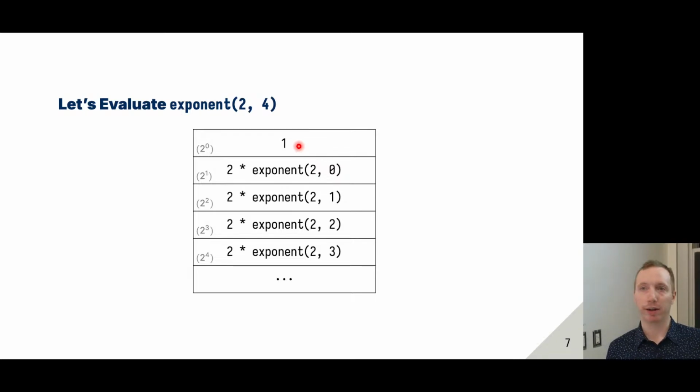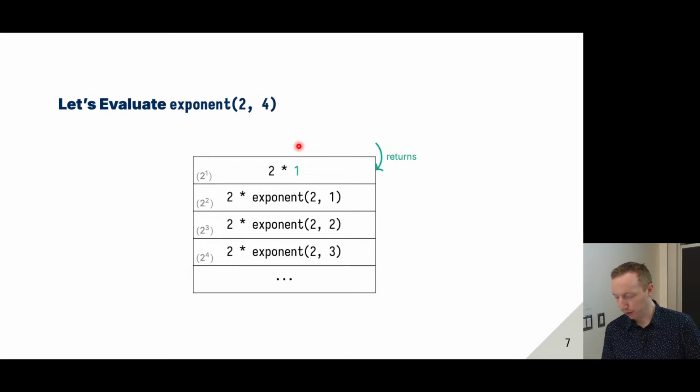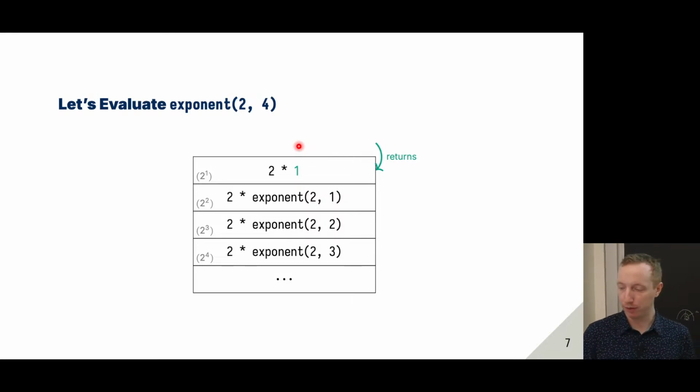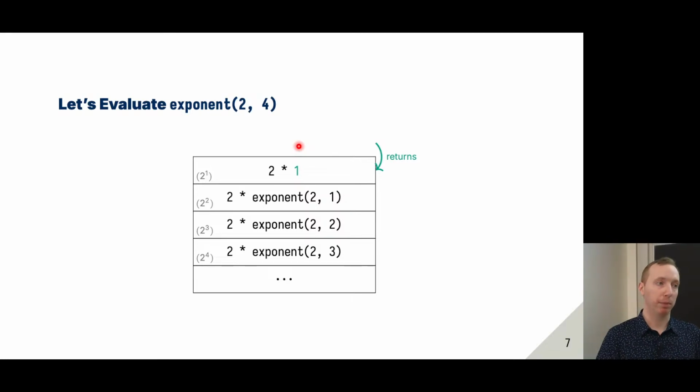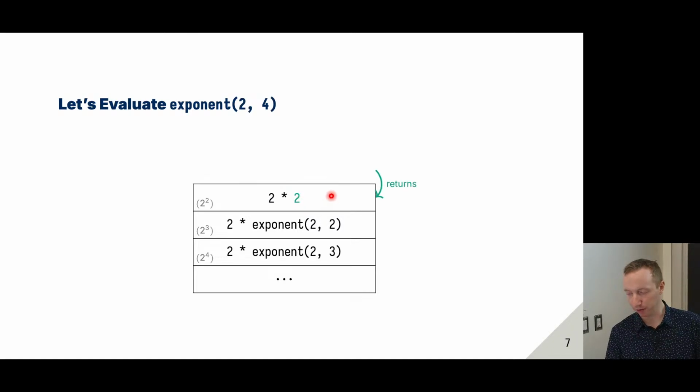So the function that called it gets a copy of 1, and this whole thing kind of unravels itself. Then in our 2 to the 1 function, we would calculate 2 times 1, which is just 2. That is the result for 2 to the power of 1, so that would get returned for this function call. Then we have 2 times 2, so that would be 4. That's 2 to the power of 2, and it would get returned here.